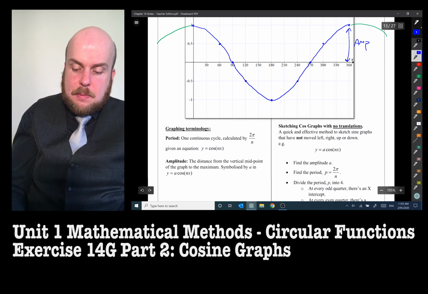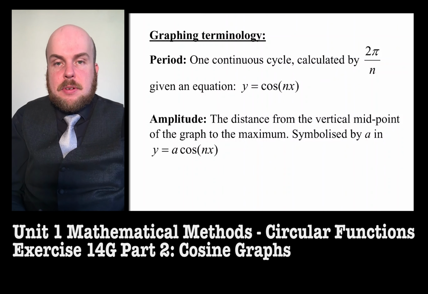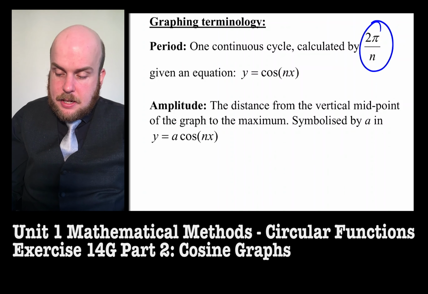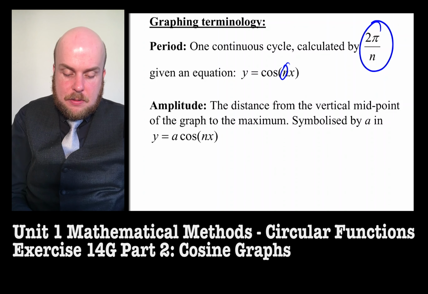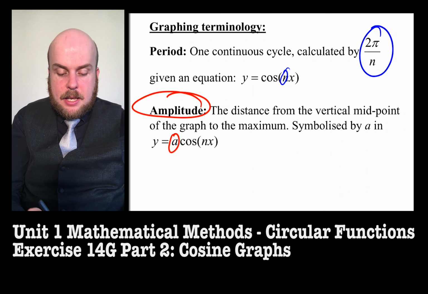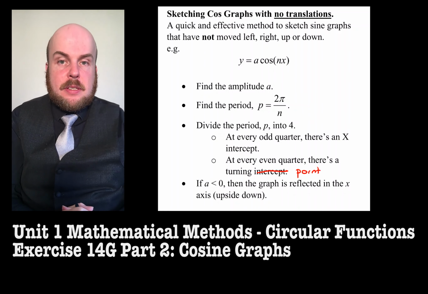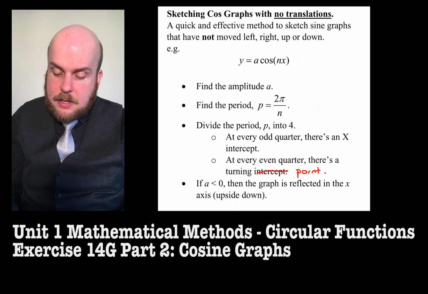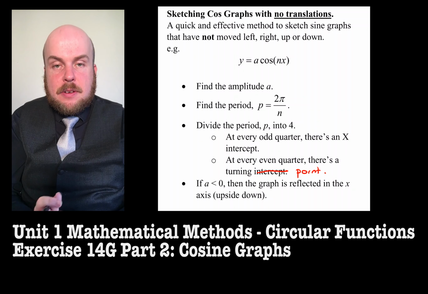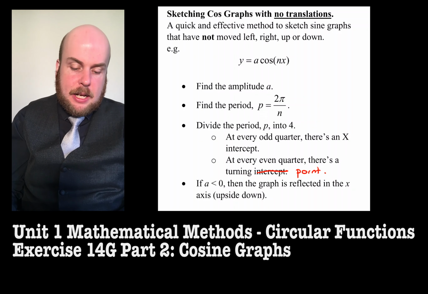This is still the period, that whole pattern there, that one complete cycle is still the period, and it's still calculated in the same way as the sine graphs. So it's 2 pi over n, where n is whatever's on the inside there, and the amplitude, which is the distance from the vertical midpoint to the maximum there, we put as a number at the front. Sketching cos graphs with no translations is similar to sketching sine graphs with no translations. The only thing is that the odd quarter is an x-intercept, not a turning point. And of course, if the number at the front of the cos graph is less than 0, then we flip it upside down.